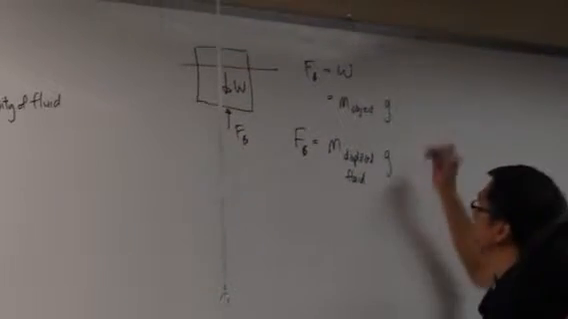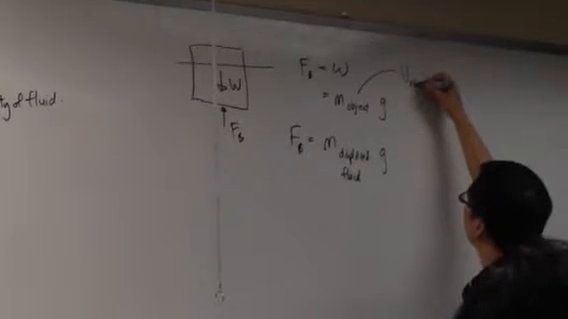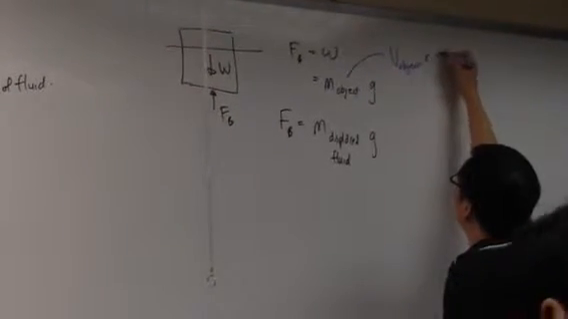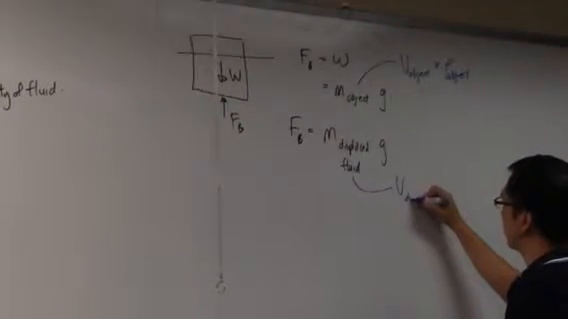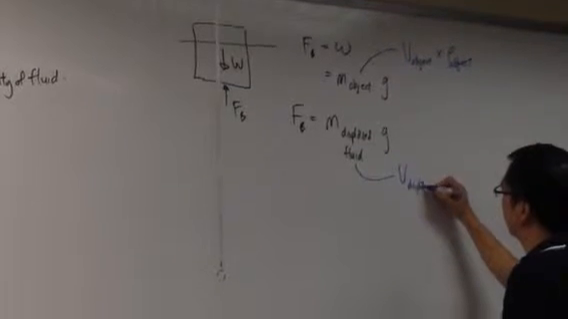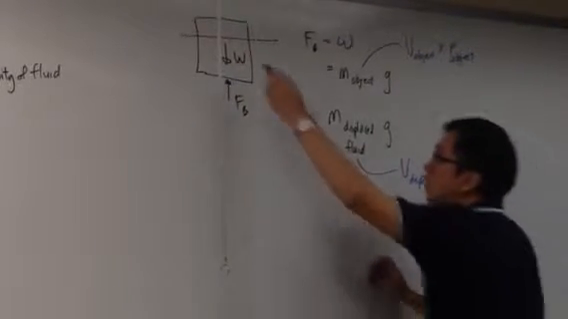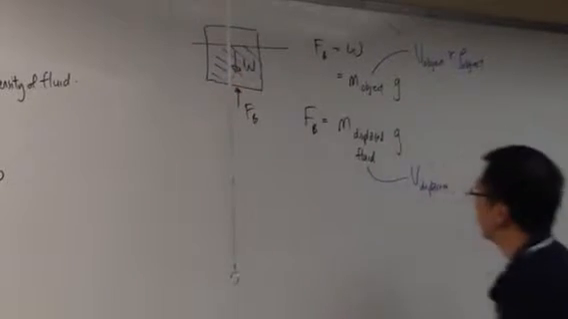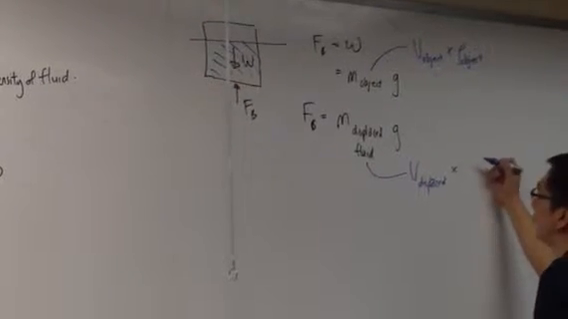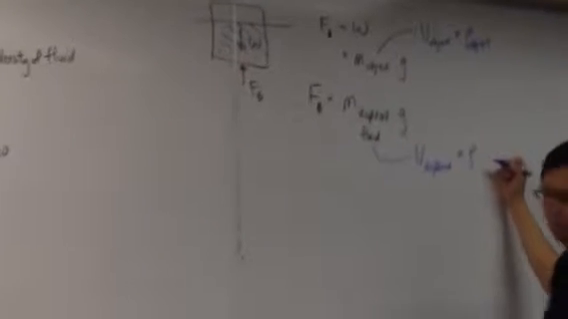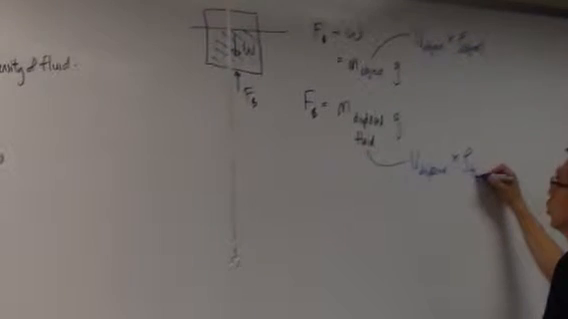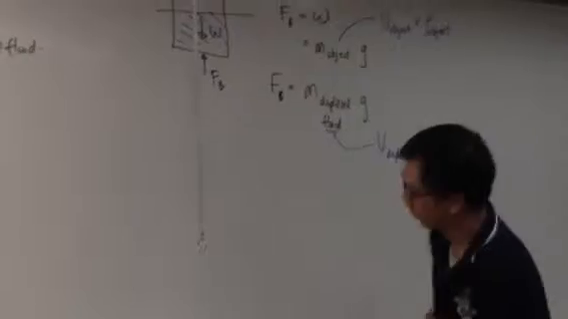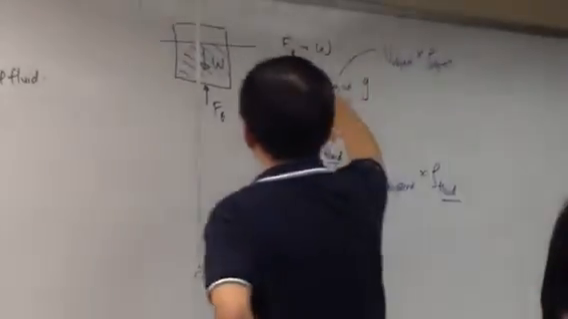This mass, of course, is the volume of the object multiplied by the density of the object. This one is the volume displaced, which is this volume, multiplied by the density of the fluid. The fluid displaced must use the density of the fluid. So these two will be the same.